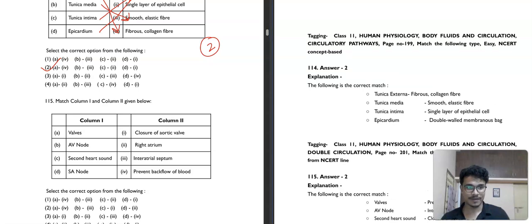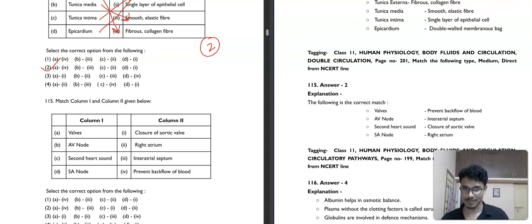Then question number 115. It is saying valves. What is the function of valves? It prevents the backflow of the blood. What is the function of AV node? It forms the interatrial septum. Suppose this is our heart. SA node is here and then AV node. And second heart sound, you know that second heart sound is due to closure of the aortic valve. Aortic valve is the semilunar valve. SA node is present in the right atrium. So the second option will be your correct answer.